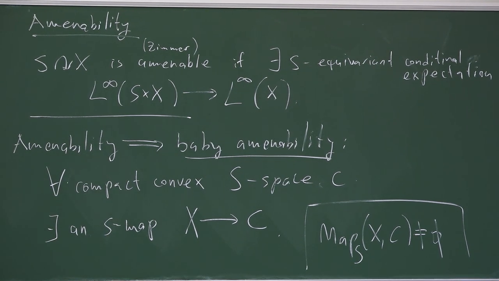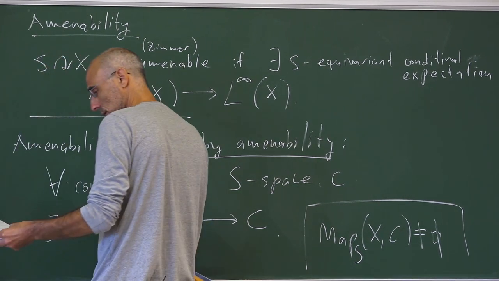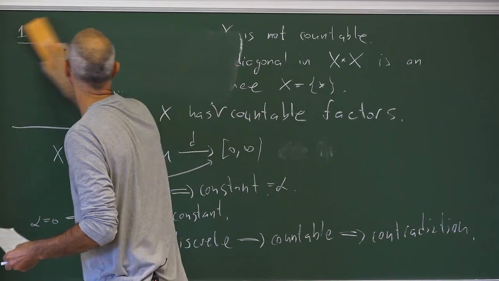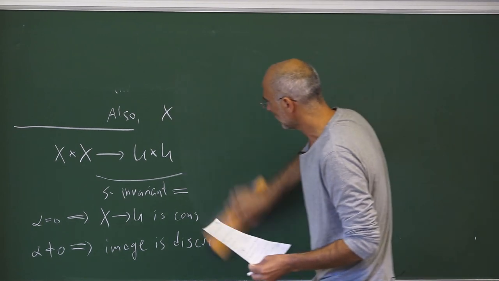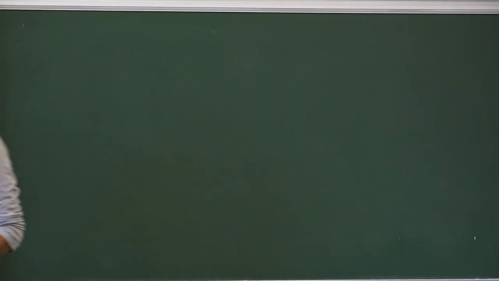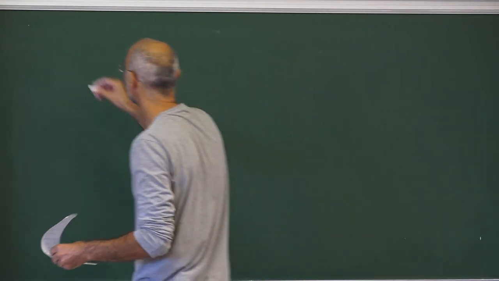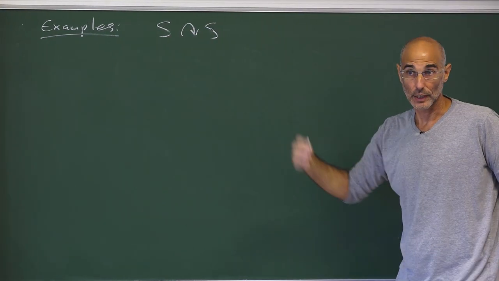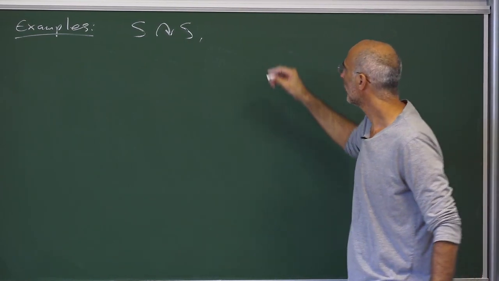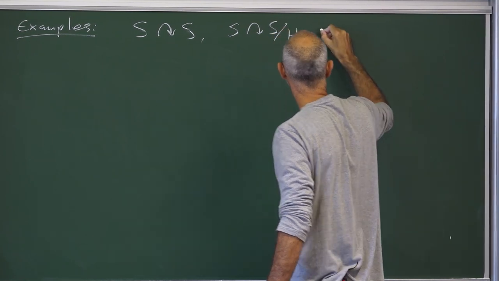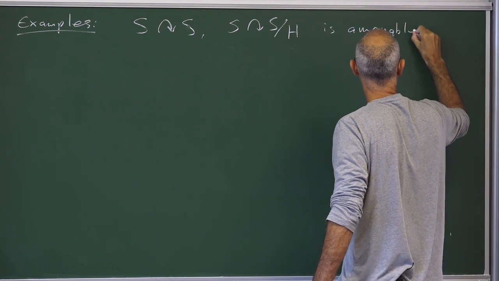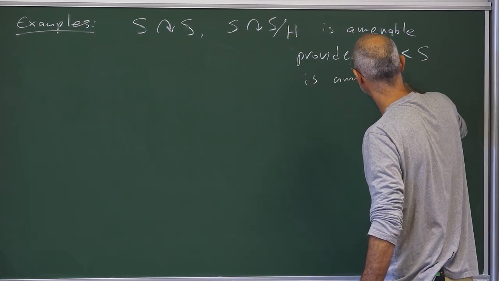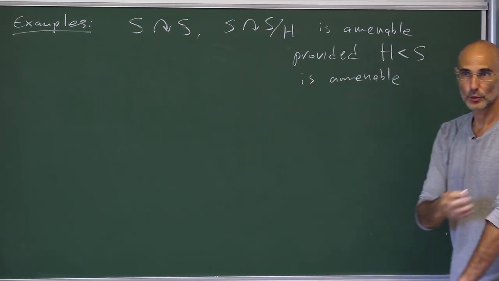I'll give a bunch of examples and we'll go to break. And after the break, we will go back to discuss algebraic representations using these notions and terms that we discussed. So, examples. The action of S on itself, the left regular action, is amenable. Moreover, the action of S on S mod H is amenable if H is amenable. I mean, this is the special case where H is trivial.